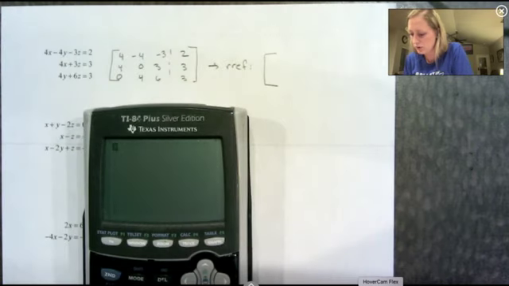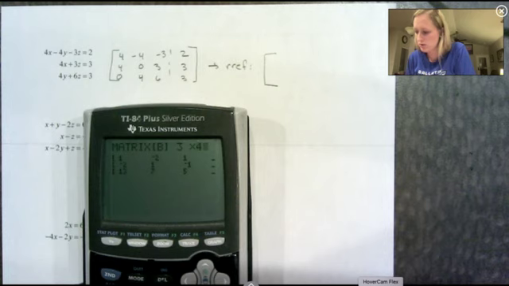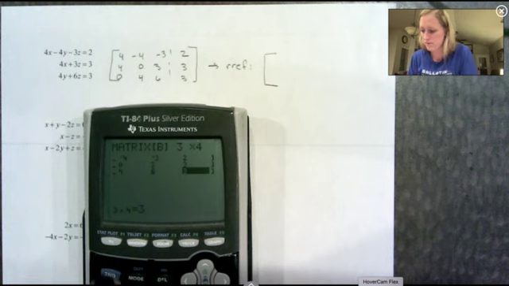So I'm going to matrix menu, edit. These are 3 by 4. I already got one of those in B, so I'm going to use that one. Going to the entries, I have 4, -4, -3, 2, 4, 0, 3, 3, 0, 4, 6, 3. Okay, reduced row echelon form of that.